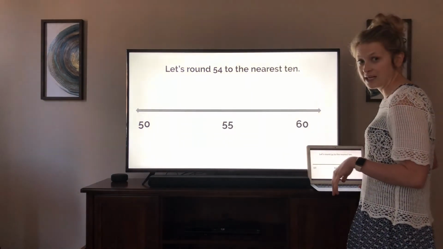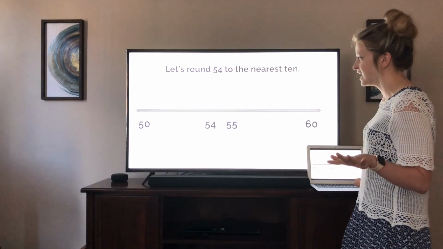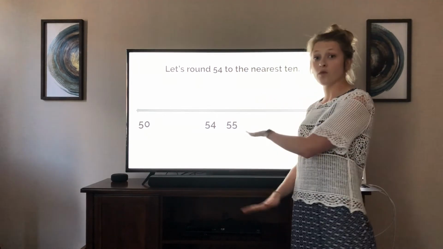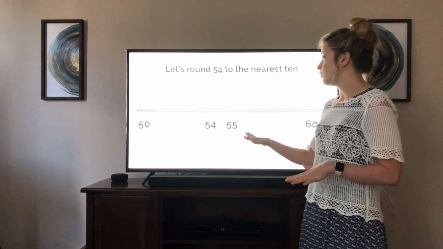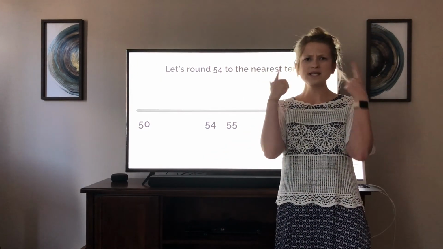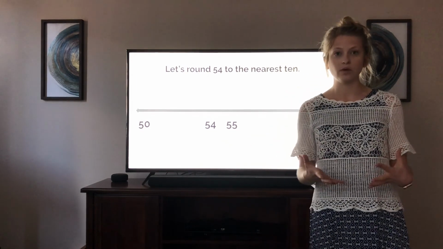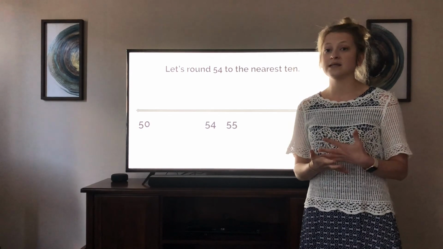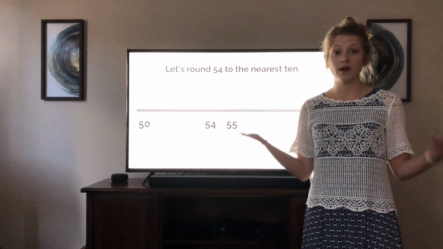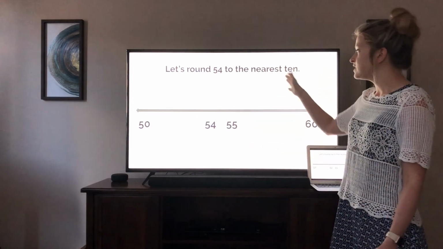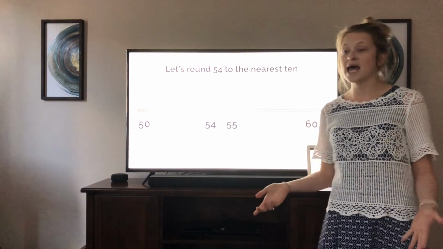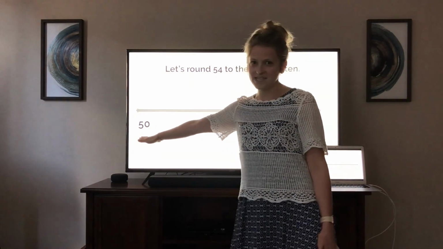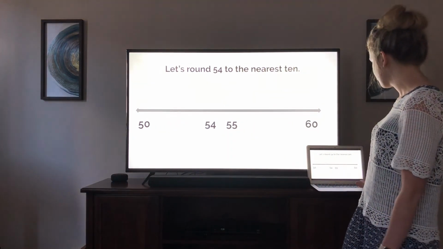Now, hopefully you've paused and you're able to see that 54 is going to go before our midpoint. So I'm thinking back, what does that mean if 54 goes before the midpoint? Well, then that means that we actually round down. So 54 rounded to the nearest 10 is going to be 50. It's going to be 50.